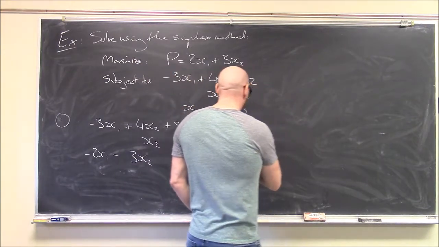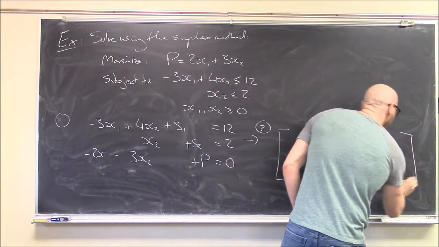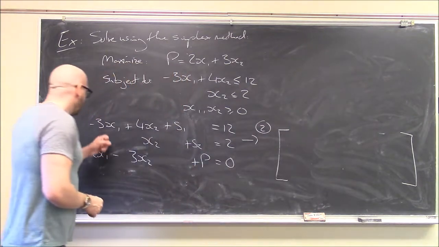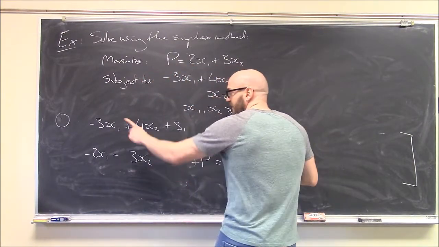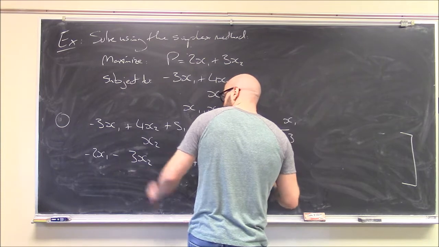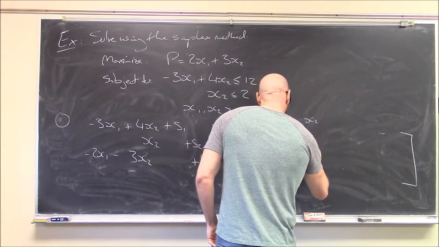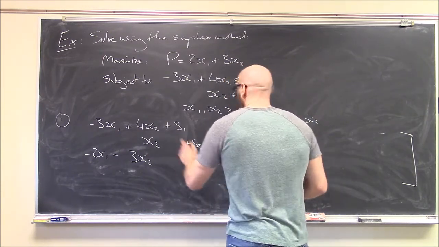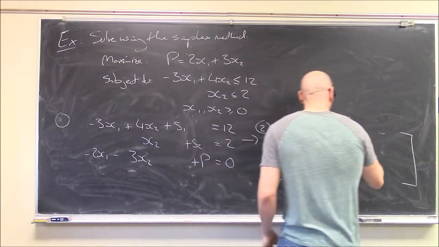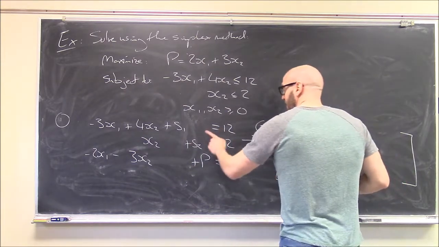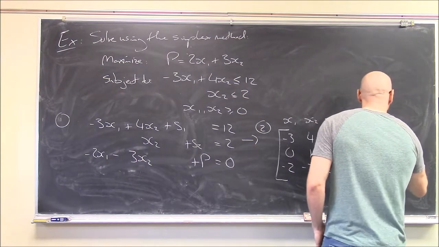Then step 2, let's just do this right here. Step 2 is build my initial simplex tableau. How do I do that? Well, my columns are the coefficients of the variables. So the x1 column, coefficients of x1, minus 3, 0, minus 2. x2 column, coefficients of x2, 4, 1, minus 3. s1 column, coefficients of s1, 1, 0, 0. s2, I've got 0, 1, 0. P, I've got 0, 0, 1. Augmentation bar 12, 2, 0.